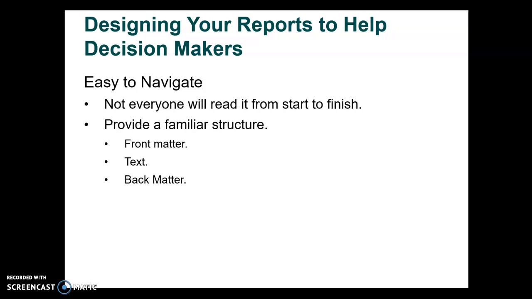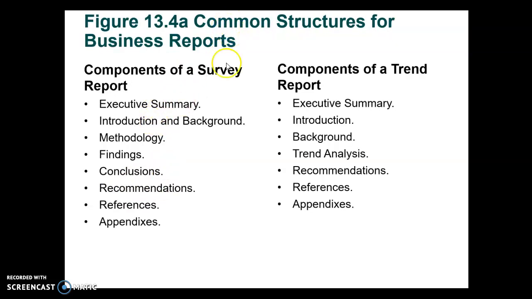Other tips, you want to make sure your report is easy to navigate. There are pretty much 3 sections to the report. You're going to have front matter, what's at the beginning, text in the middle, and back matter, what's at the end. And so the next few slides give you examples of different reports. And the first one is a survey report, and some of you may remember that from chapter 12, where you're pretty much giving a survey to the people that you want to receive the information from. A trend report looks at a data point, for example, sales over time.